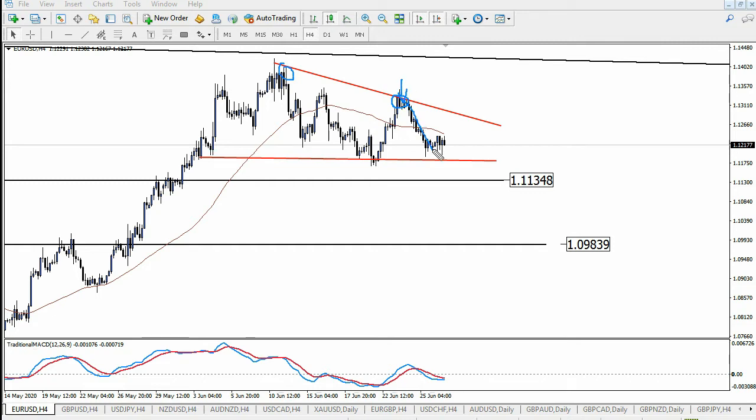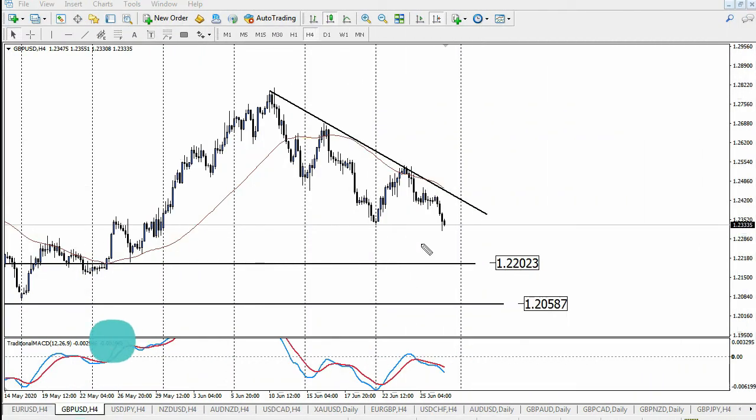So what will be the next move? The next move of Euro USD is that price might test this level again before breakout to reach our first target, then our second target. So these are my targets. All my view about the Euro USD is a downside move.